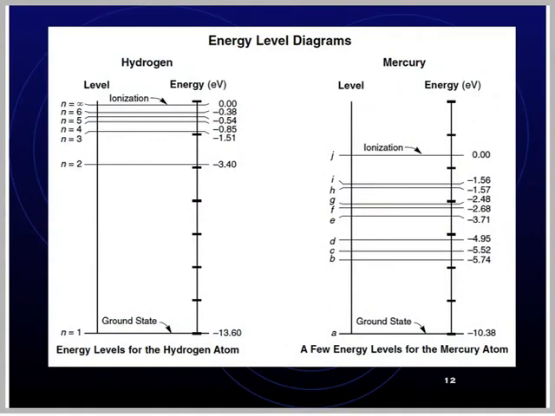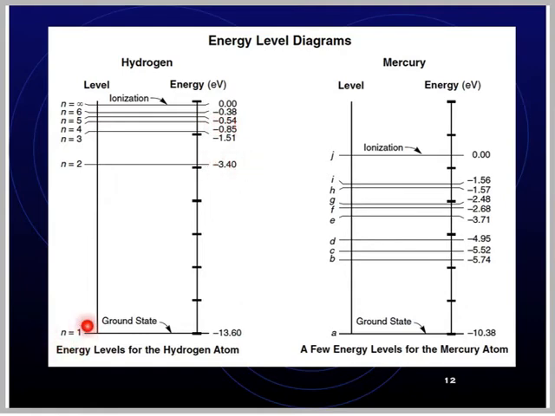Now the reference tables give us the energies of these energy levels for 2 atoms, hydrogen and mercury. And what these diagrams represent is each of the orbits in the Bohr atom that we saw the electrons jumping from. We know that each orbit has a certain amount of energy associated with it. So these charts actually give us the energies of these levels.